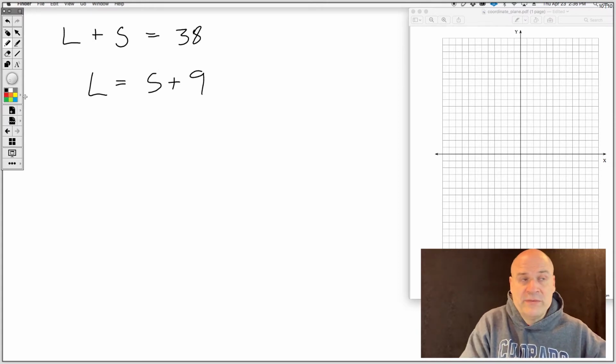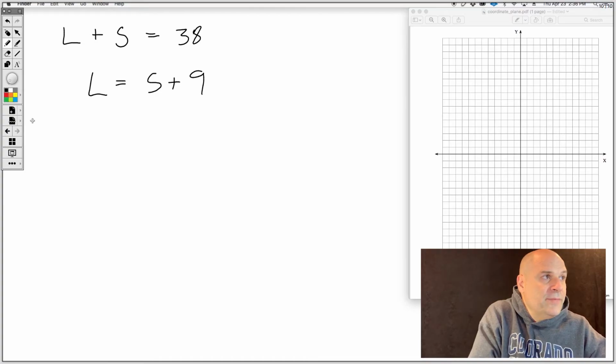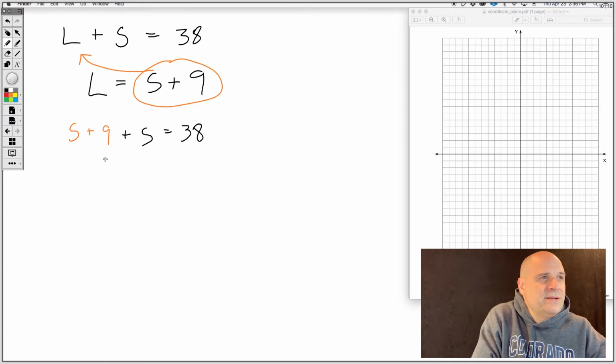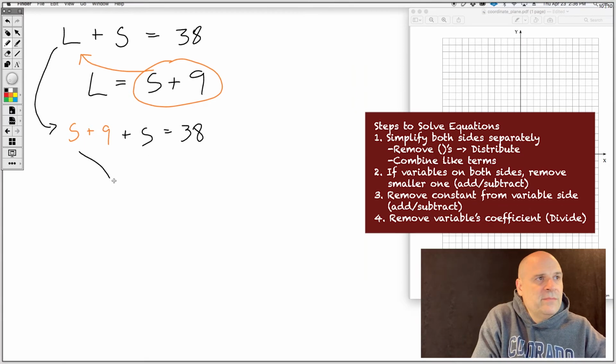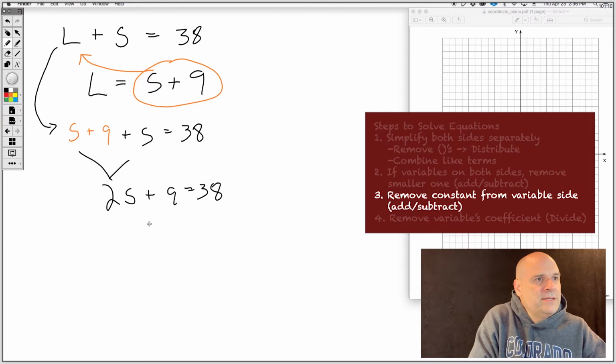So press pause, see if you can do this. Do it. Okay, so here's what L is. So I'm going to plug this in for L. So I'm going to say S plus 9 plus S equals 38. So this is still L plus S equals 38. All this is, is the equation rewritten. Combine like terms, 2S plus 9 equals 38. Get rid of the constant.